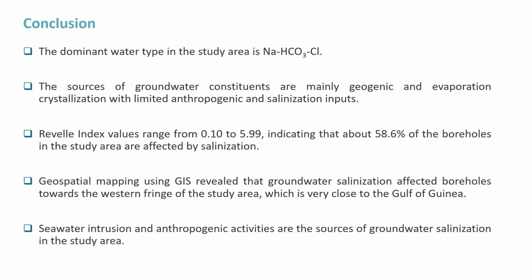Now, in conclusion, the dominant water type in the area is sodium bicarbonate chloride. The sources of groundwater constituents are mainly geogenic and evaporation crystallization with limited anthropogenic salinization inputs. And also, the salinization affected about 58.6% of the boreholes in the area. Geospatial mapping using GIS suggested that the western fringe of the study area, which is very close to the Gulf of Guinea, is the area affected by salinization. Seawater intrusion and anthropogenic activities are reported in this research as sources of groundwater salinization in the study area.